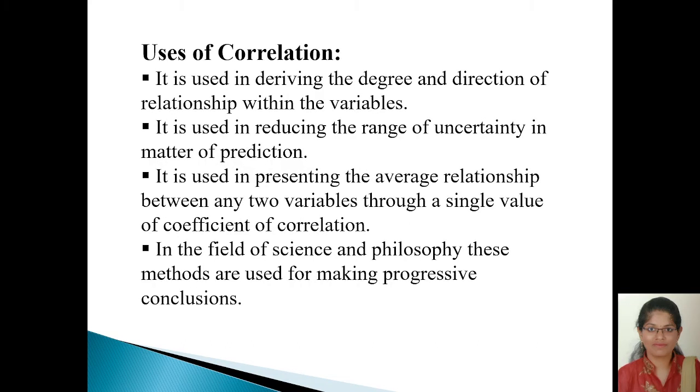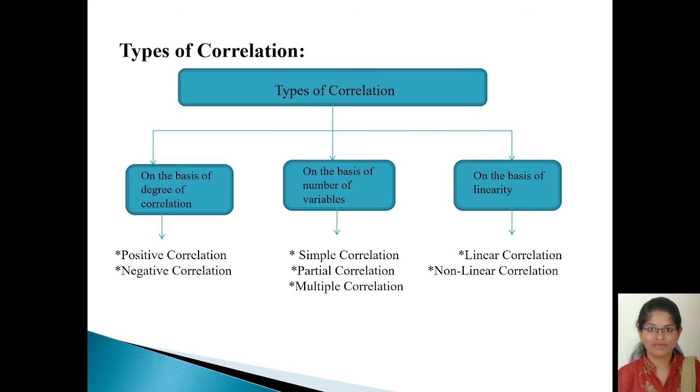The uses of correlation: the first use is in deriving the degree and direction of relationship within the variables. It is used in reducing the range of uncertainty in matters of prediction. Next, it is used in presenting the average relationship between any two variables through a single value of the coefficient of correlation. Next use is in the field of science and philosophy. These methods are used for making progressive conclusions.